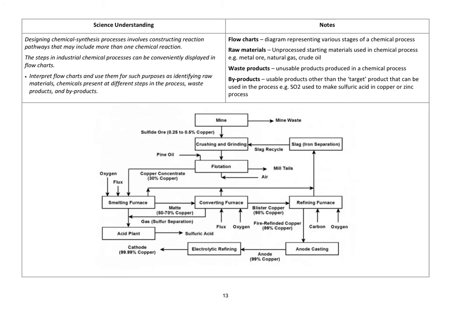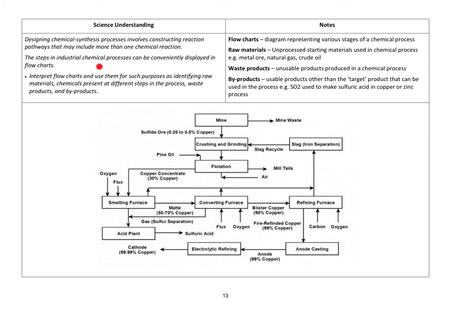Okay, so let's just go with what's here. Designing chemical synthesis processes involves constructing reaction pathways that may include more than one chemical reaction. So if you're going to set up a chemical plant, whether it's to process ore, as the one we're going to talk about, or to make some really important chemicals, or to process crude oil to make lots of different things, you're going to have lots of potential different chemical reactions that you need to include.